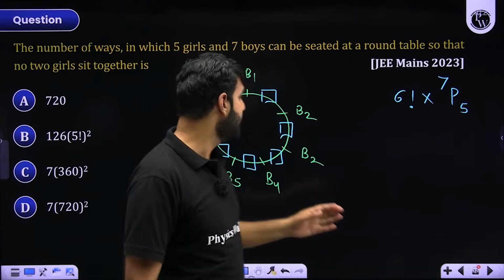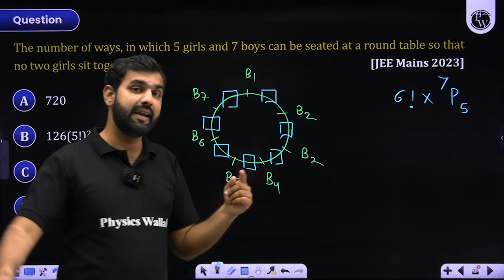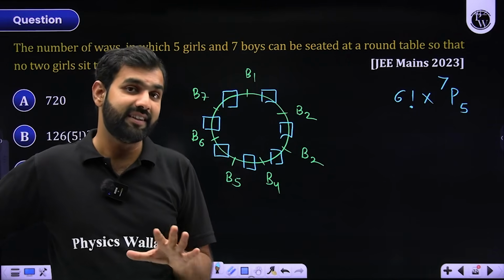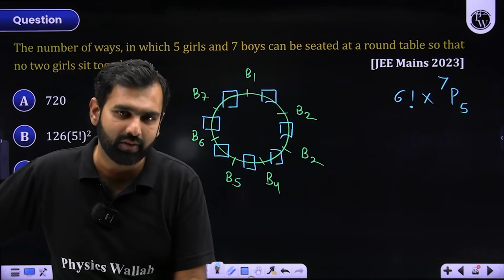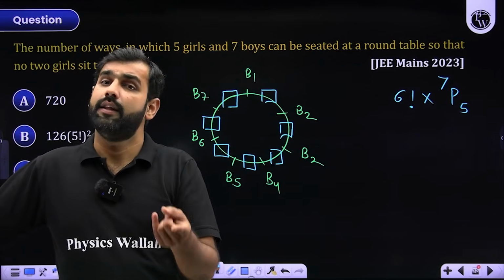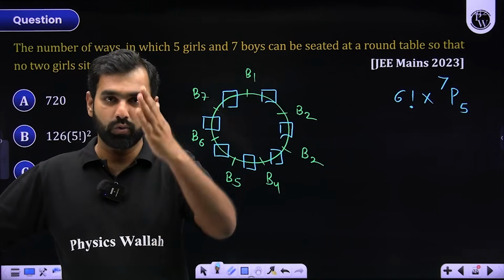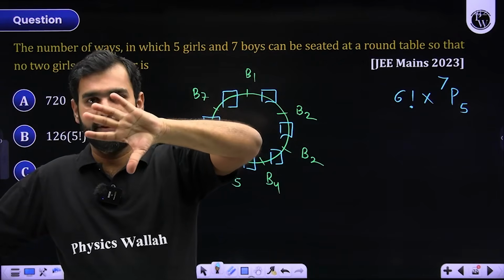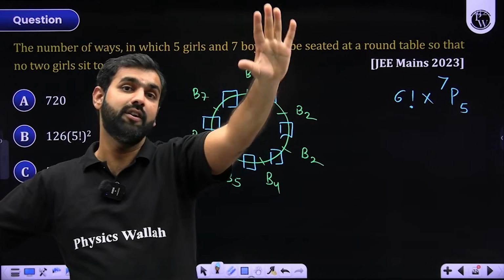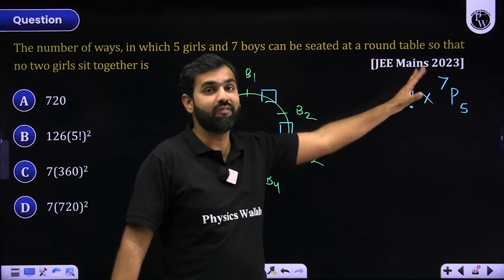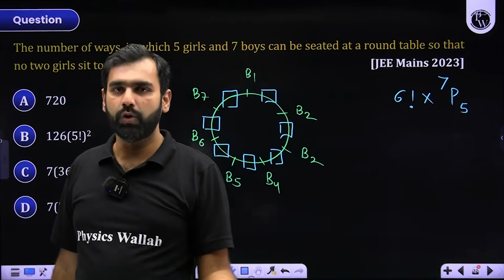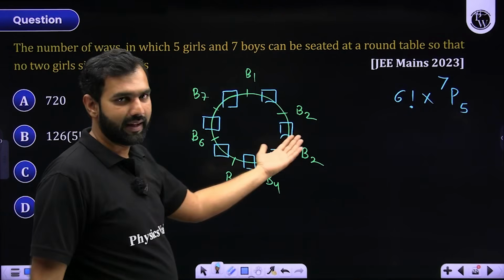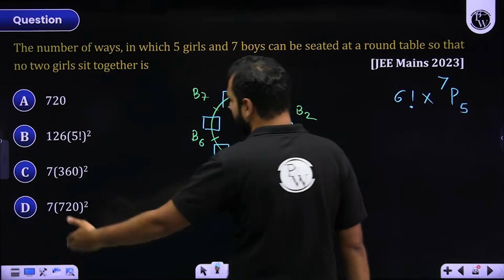So now I have 7 places. If I make these 5 girls sit at 5 places out of these 7 places, then of course no 2 girls will be together because boys are behaving as separators, right? So at these 5 places out of 7 available places, 5 girls can be asked to sit in 7P5 ways. I hope you know how to expand 7P5. You can expand it and finally get the answer and mark it correctly.